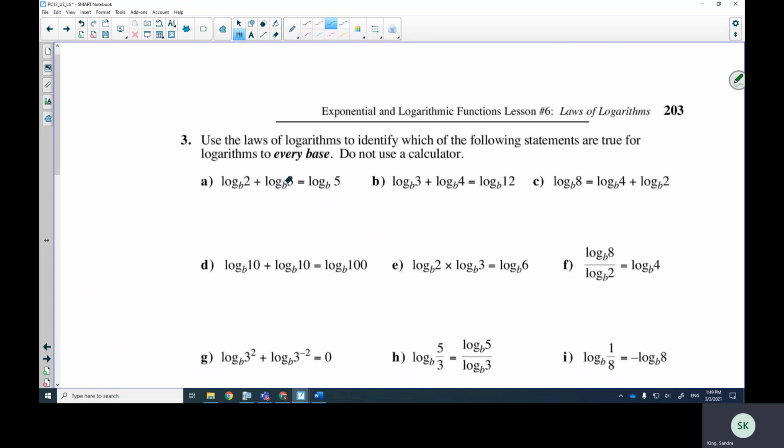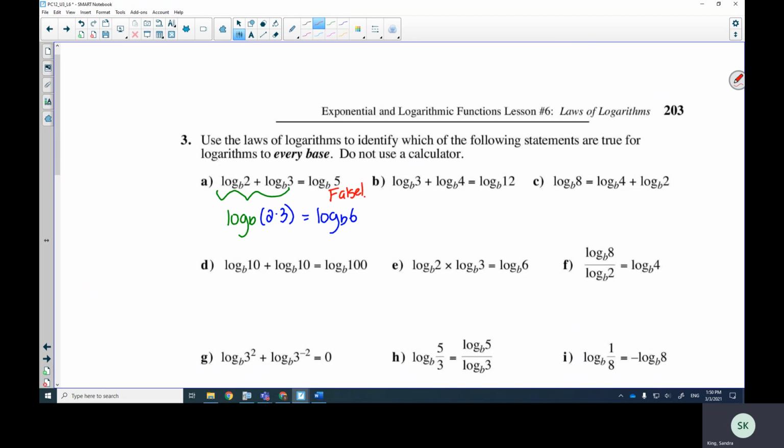If I gave you this, log base b of 2 plus log base b of 3, what would the answer be? That's right, this would be the product law. Product law dictates that you multiply the arguments. So it would be 2 times 3, which would be the log base b of 6. That's the answer. So this is false.